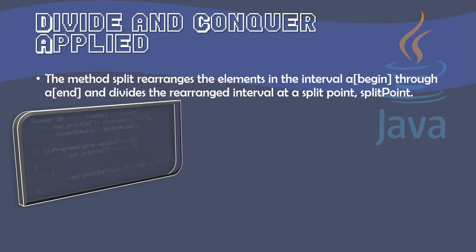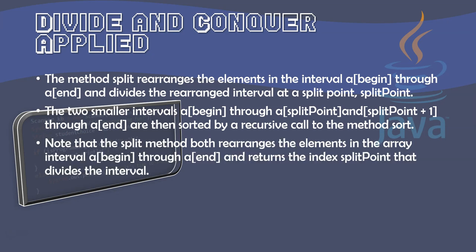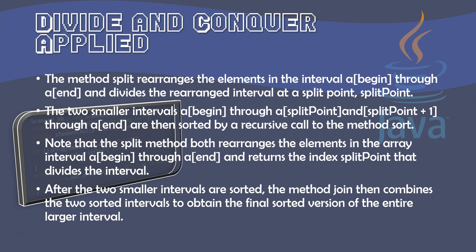The method split, in this case, we're going to rearrange the elements into an interval at a of begin through a of n, and divide the rearranged interval at the split point. The two small intervals a of begin through a of split point and split point plus 1 through a of n are then sorted by a recursive call to the method sort. You'll note that the split method rearranges the elements in the array from the beginning to end and returns an index split point that then divides that interval. After the two small intervals are sorted, the join then combines the two sorted intervals back to obtain the final sorted version of the entire larger interval.